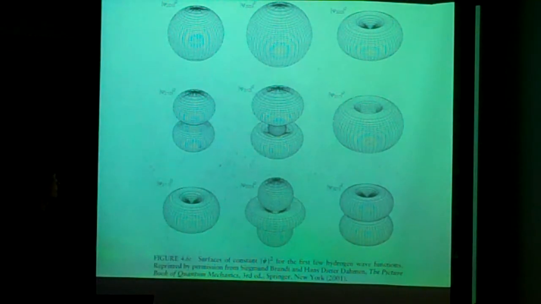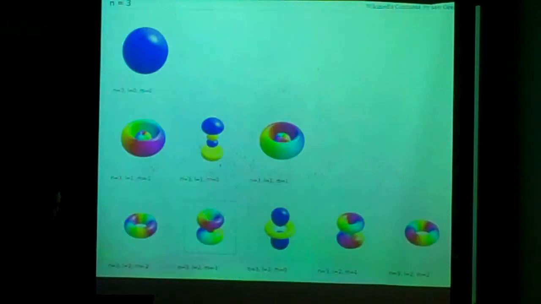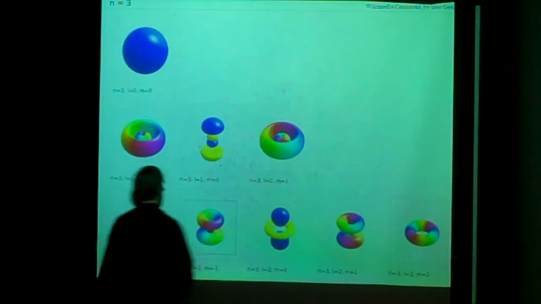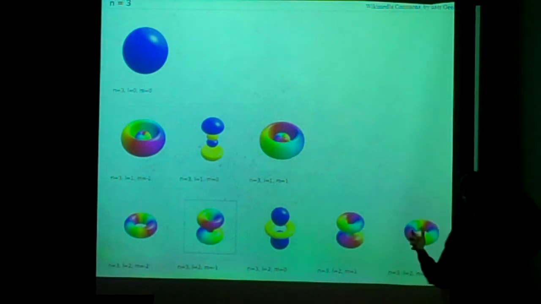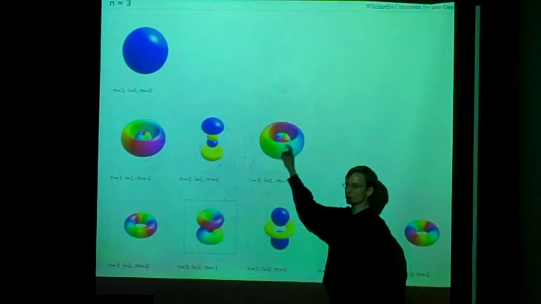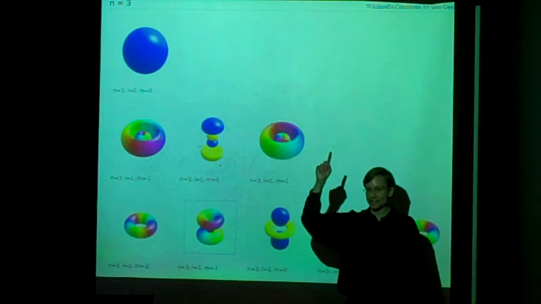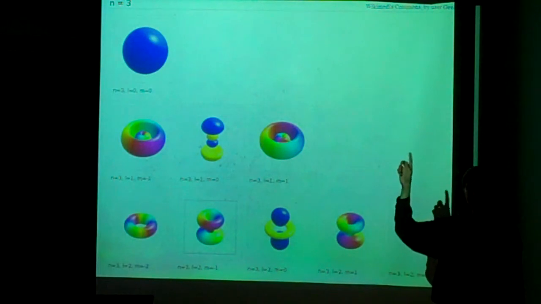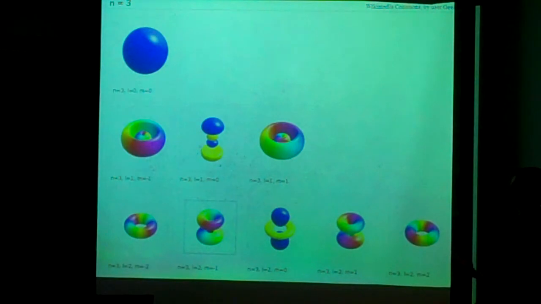Here's an image from your book that shows surfaces of constant probability density for various hydrogen wave functions. And here's another version of that from Wikimedia for the n equals 3 hydrogen wave functions. These are surfaces of constant probability density, so you get a different surface depending on what particular value of the probability density you pick. And these are color-coded with colors of the rainbow to indicate the phase of the e to the i m phi part. That's the complex part of the wave function.